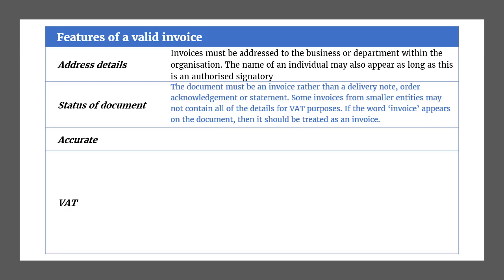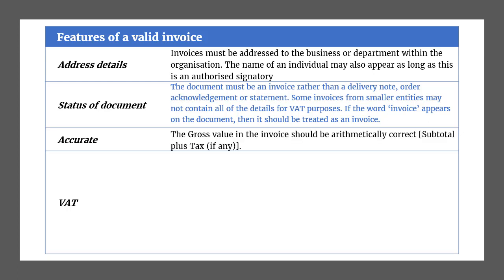The document must be an invoice rather than a delivery note or order acknowledgement or a statement. Some invoices from smaller entities may not contain all of the details for VAT purposes. If the word invoice appears on the document, then it should be treated as an invoice. In looking at the accuracy as one of the features of a valid invoice, what you tend to look out for is the gross value in the invoice should be arithmetically correct. That is, the subtotal plus the tax, if any, should give you the correct gross value.